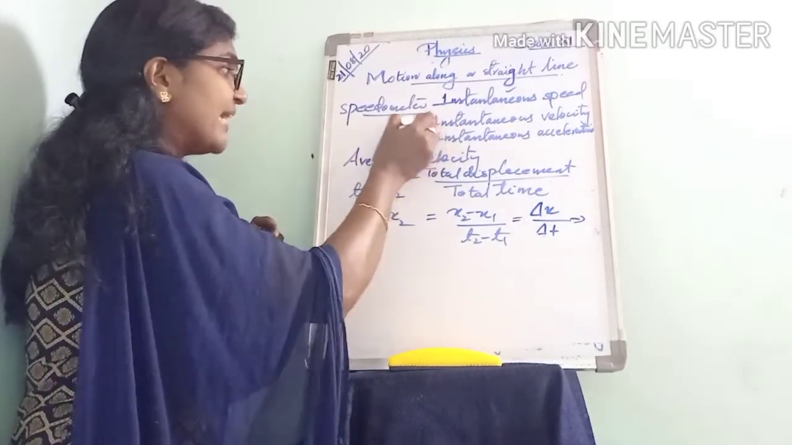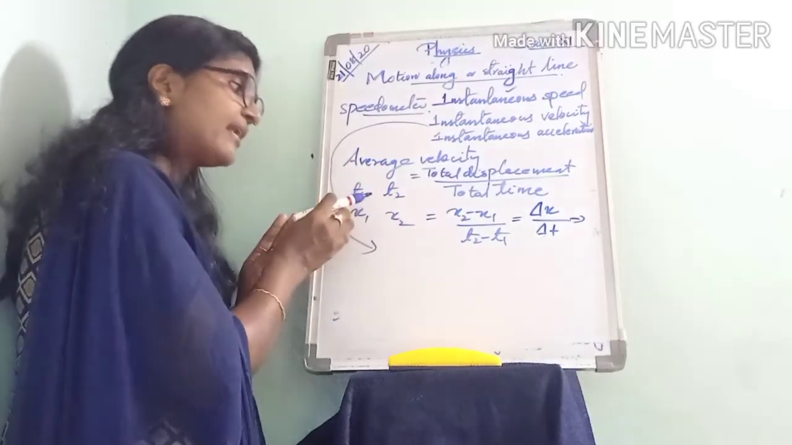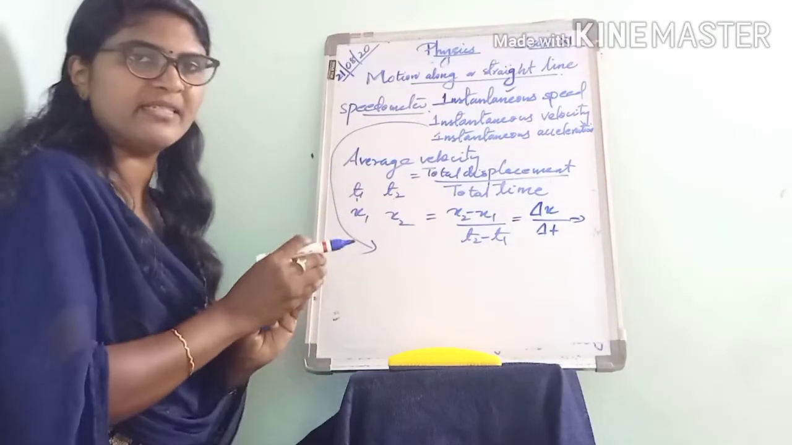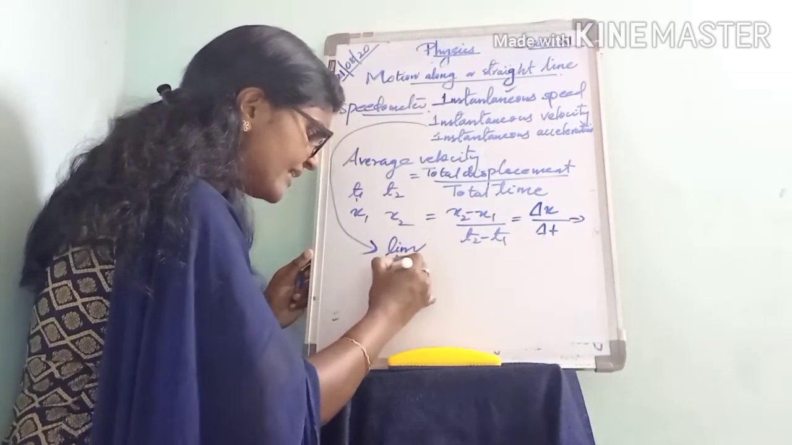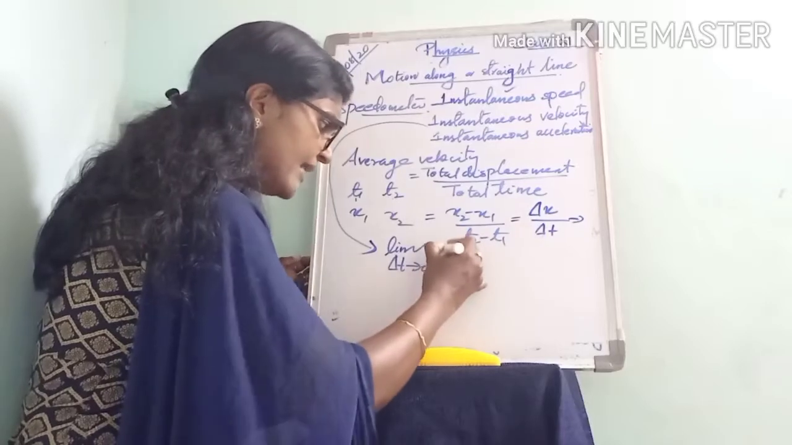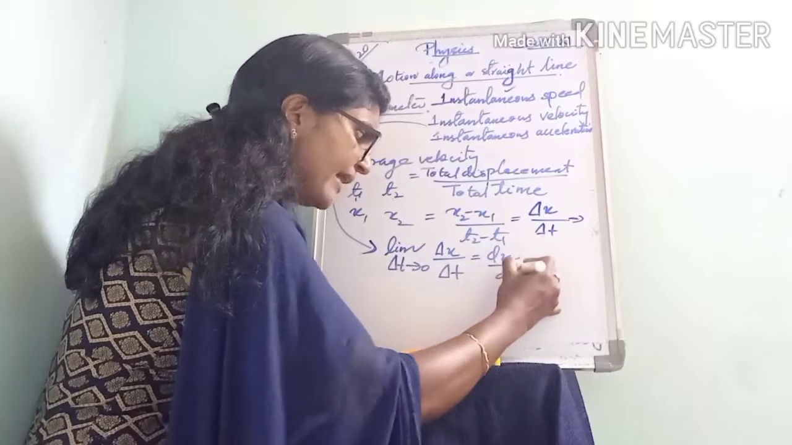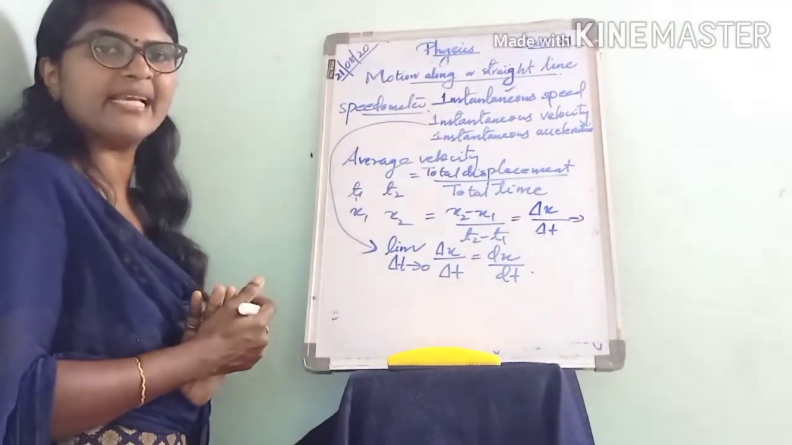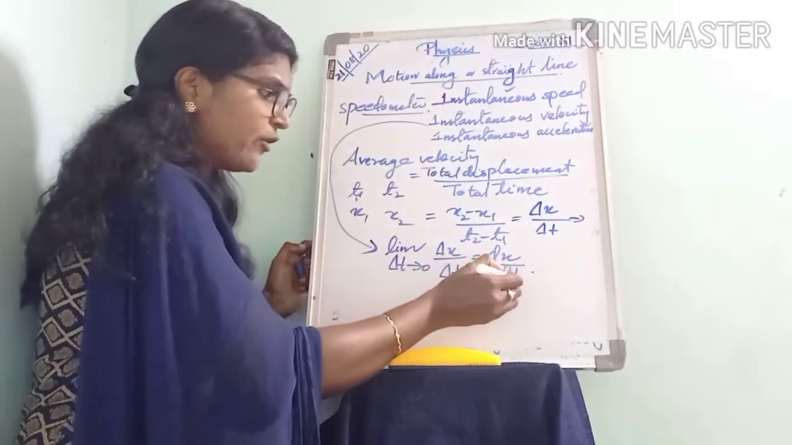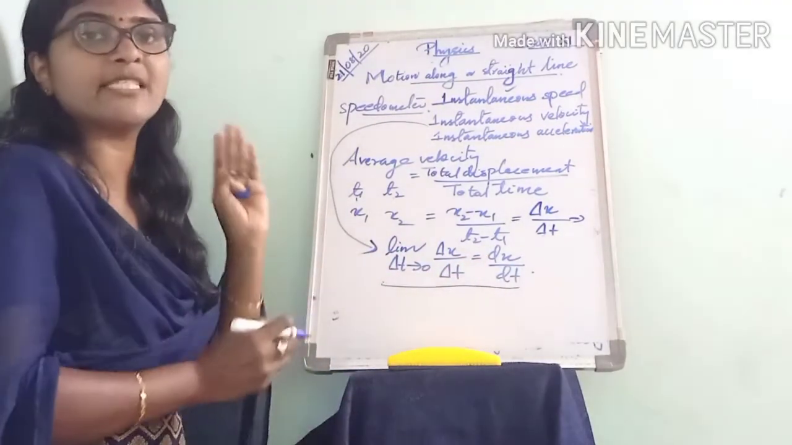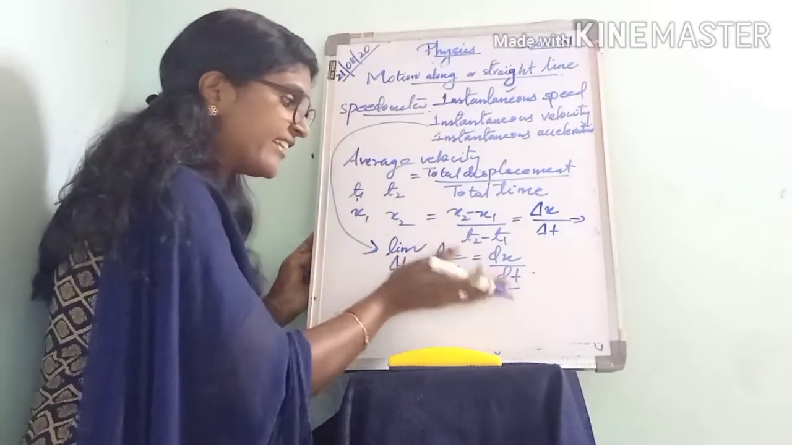The next we can see is what instantaneous velocity is. As in the earlier case, here also we can apply the limit. So the limit as delta t tends to 0 of delta x divided by delta t is equal to dx by dt. This is the instantaneous velocity. Here don't get confused. You already learned the same equation for instantaneous speed.